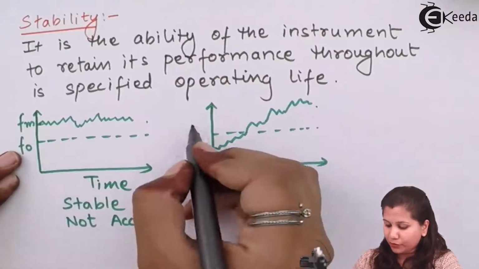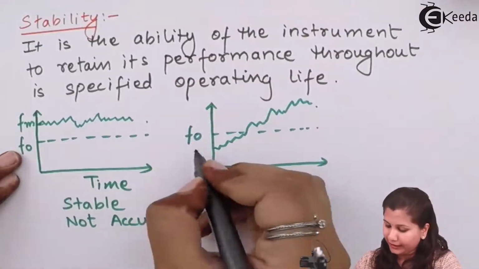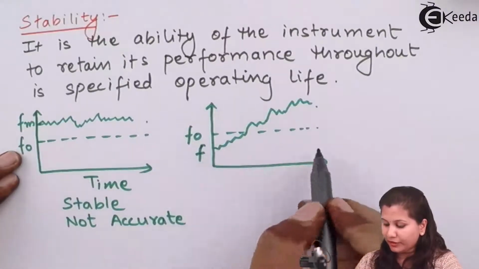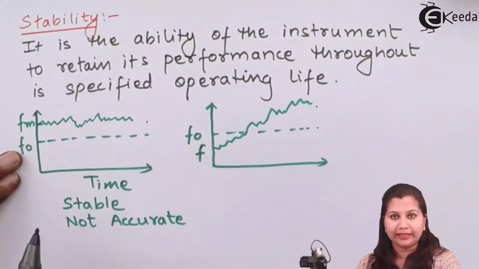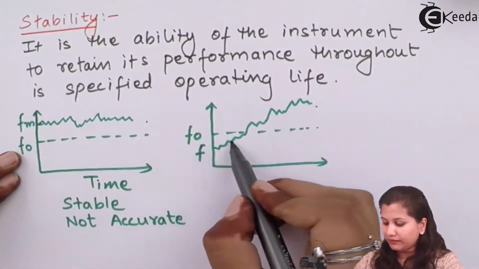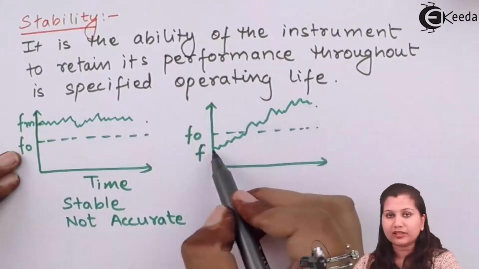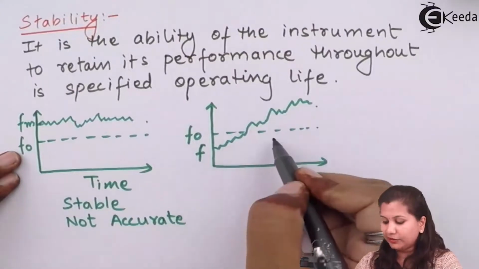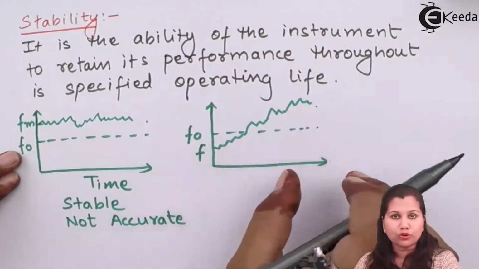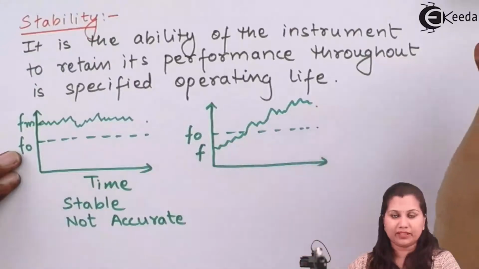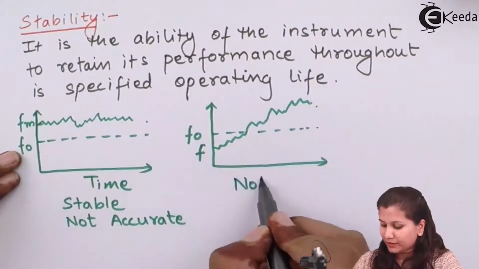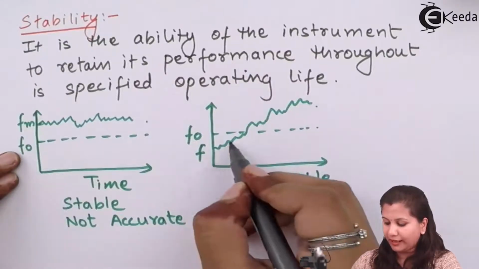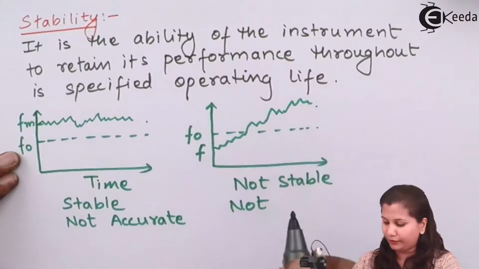Now suppose this time the true value is again F naught and F is the measured value. You can see that if we measure the same quantity again and again with the instrument, the values we get are not close to each other. Some value is low, some is high, then again low, again high, and they are increasing with time. So we say that the system is not stable. Also the system is not accurate, because the values are not close to the true value.